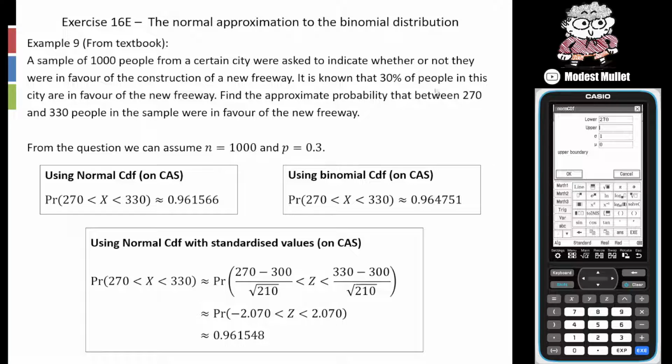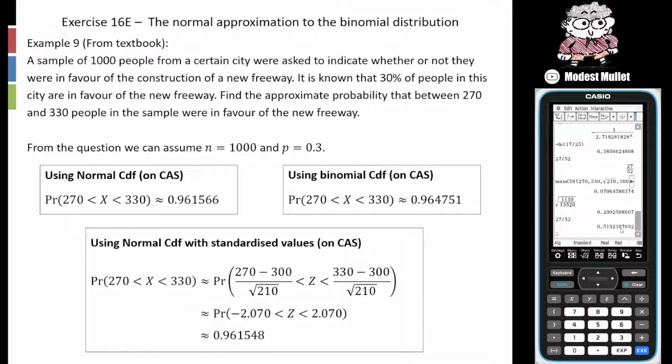Our upper bound, we want to know what was between 270 and 330. Our mean that we calculated from the previous slide was 300, and our standard deviation was the square root of 210, and we can even put that in. Run, OK.